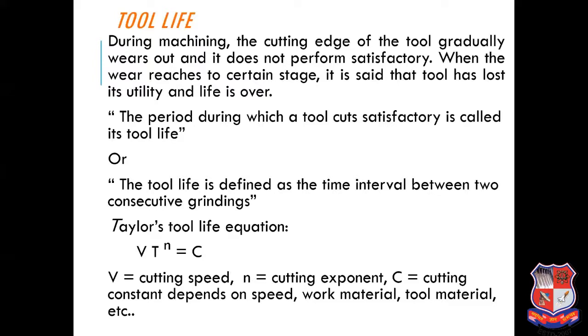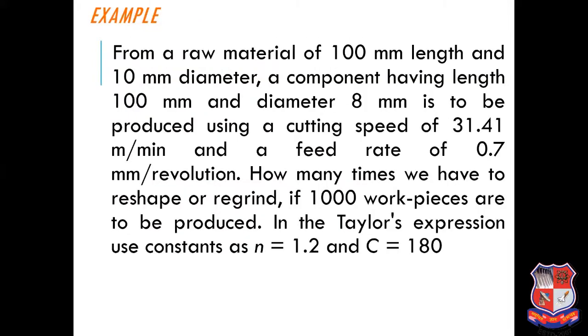So, by an exhaustive study, an experiment conducted by Taylor, and based on his exhaustive experiment, Taylor has given the tool life equation, that is nothing but V T raised to n is equal to C, where V is the cutting speed, n is the tool life exponent, T is the tool life, and C is the cutting constant, depends upon the speed, work material, tool material, etc. So by using this equation, Taylor's tool life equation, we can find out tool life. So we can understand by taking one example.